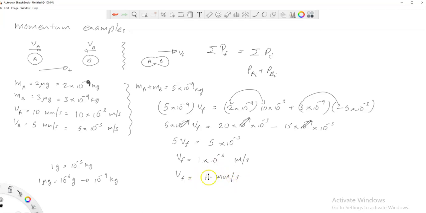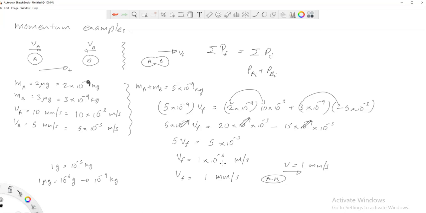This is a positive number. We didn't get a negative sign in the front. That means the final system, this AB combined, the big combined molecule, is also moving in the same direction as VA, because it had more momentum than B. So the final outcome should be in the same direction as the bigger momentum, moving with a velocity of 1 millimeter per second, or 1 times 10 to the negative 3 meters per second.